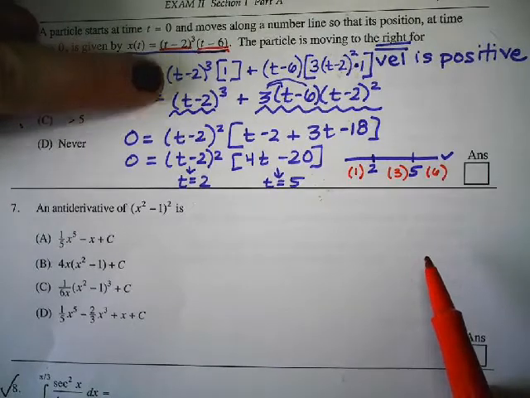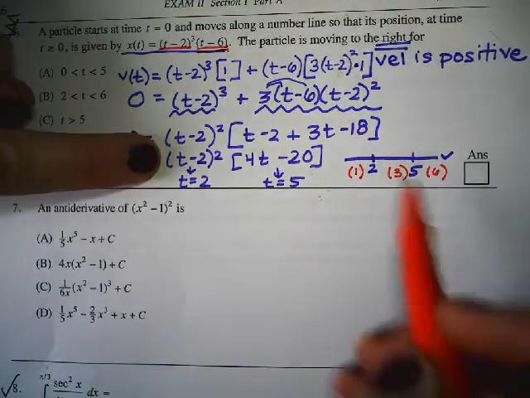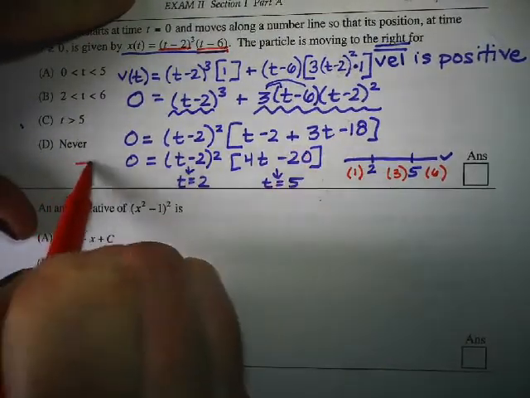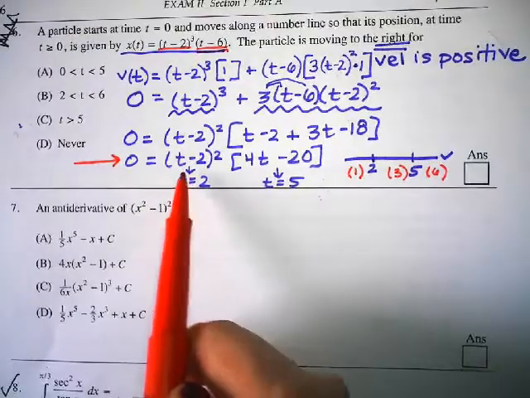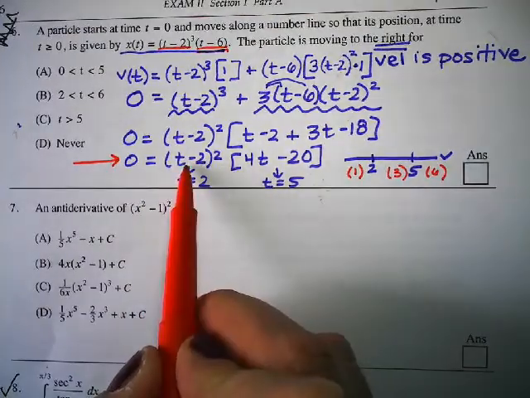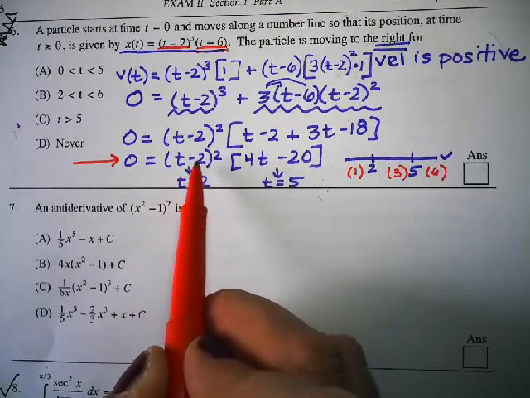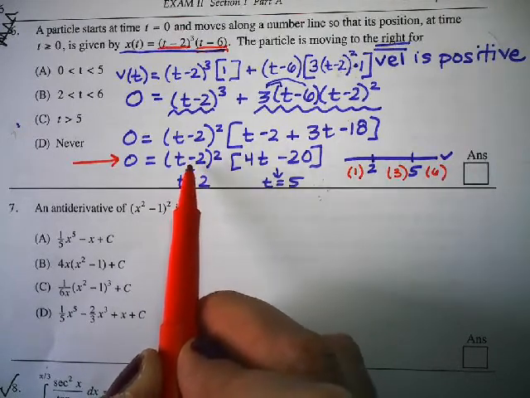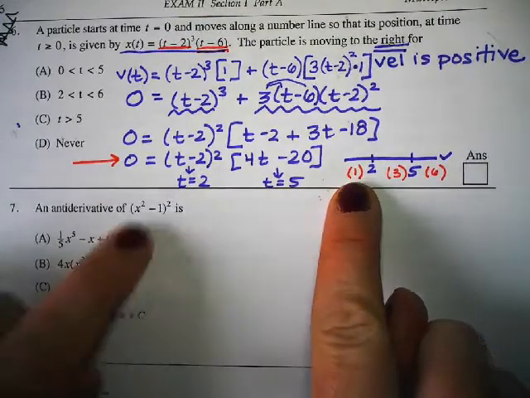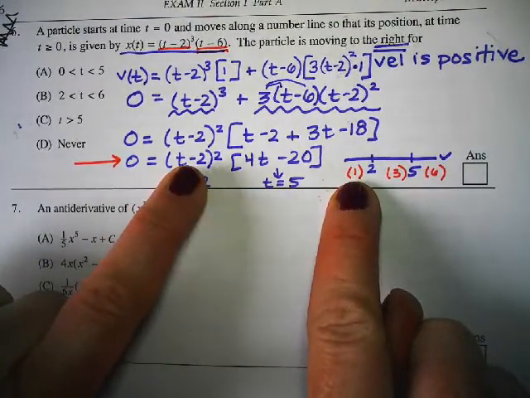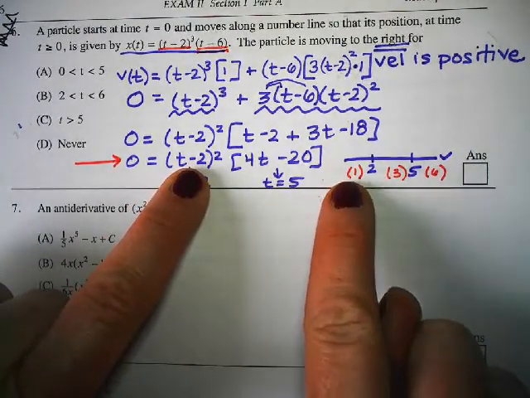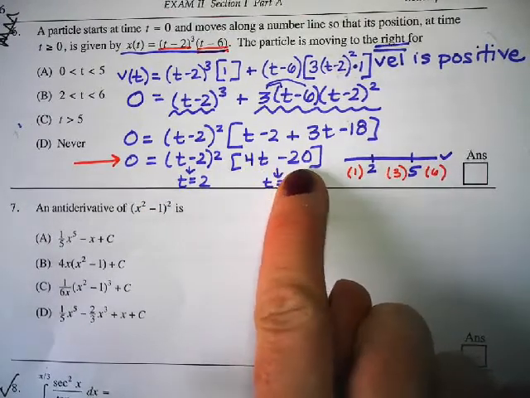I can plug them in any of these spots. This is by far the easiest spot for me to plug it in. And what's easy about this line is this first parenthesis is squared. So no matter what I plug in right here, I will always get a positive number. So I'm not even going to bother plugging the 1 into this parenthesis because I know it's going to be positive. So I'm just going to plug the 1 into this bracket.